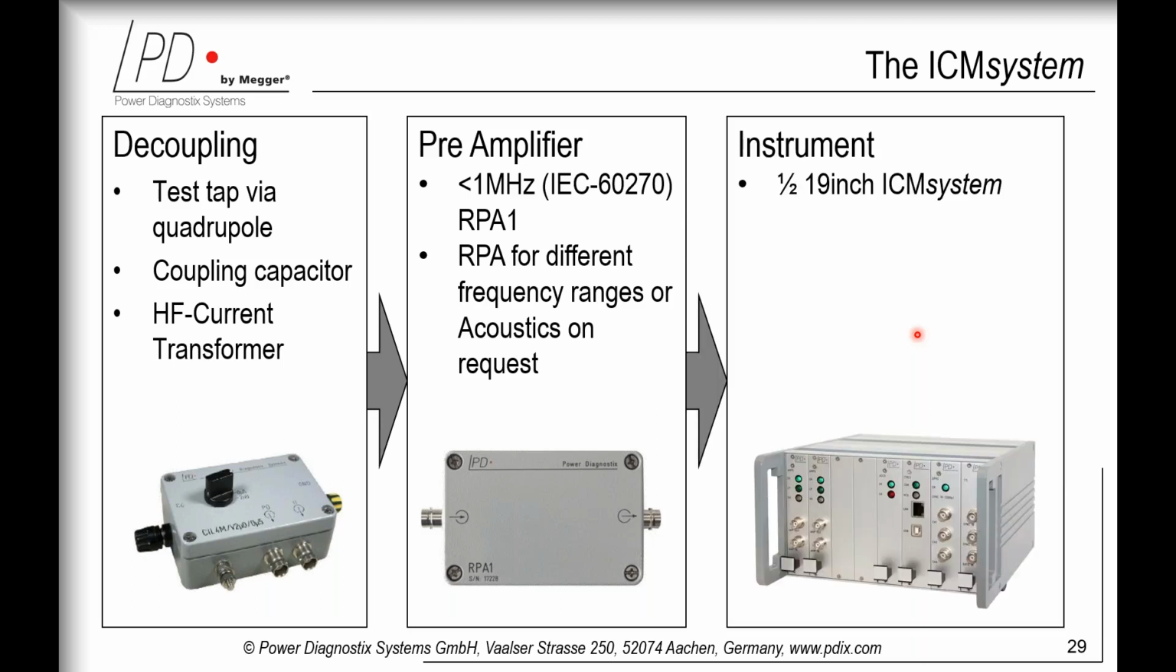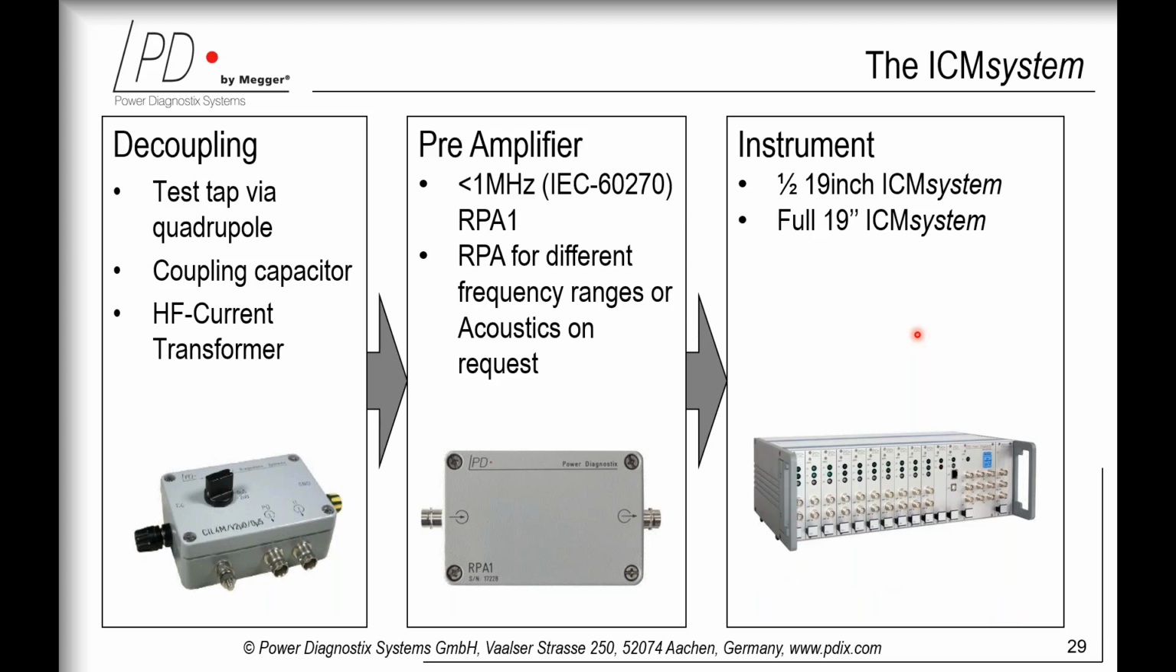The preamplifier is then connected to the instrument itself, the ICMsystem. The ICMsystem is available as a half 19-inch version for up to 4 channels and as a full 19-inch system for up to 10 channels.